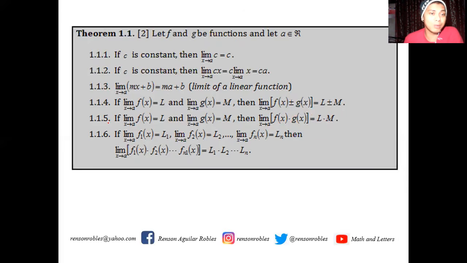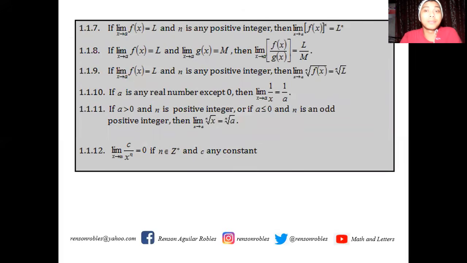And theorem 1.1.5 can be expanded of this form. Okay, the limit of f sub 1 of x times f sub 2 of x times until f sub n of x as x approaches a is equal to L1 times L2 running until Ln. And other theorems are as follows. Okay, for any positive integer n, then the limit of f of x to the n as x approaches a is equal to L raised to n.